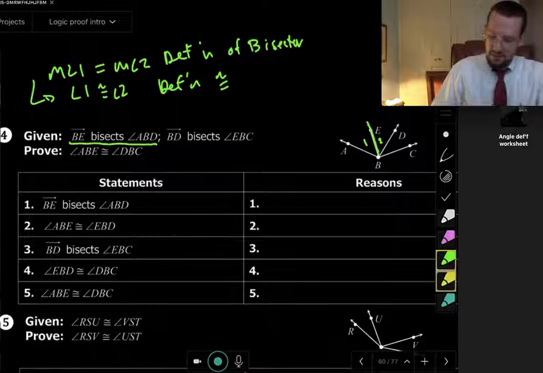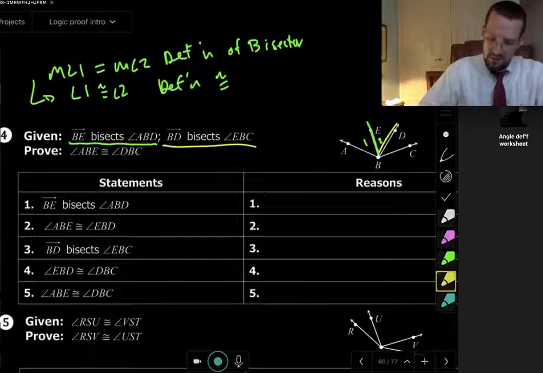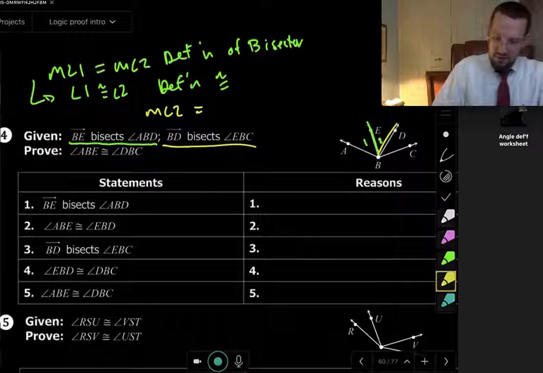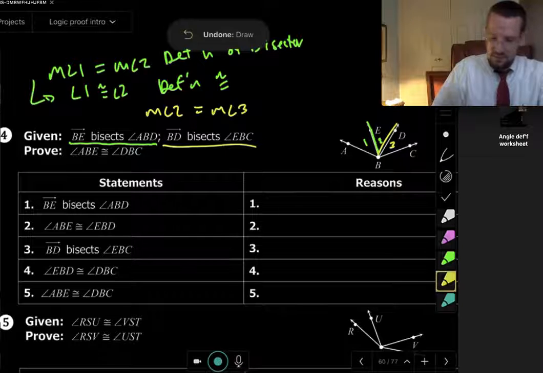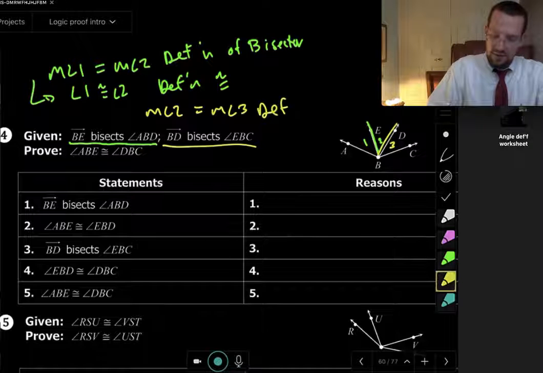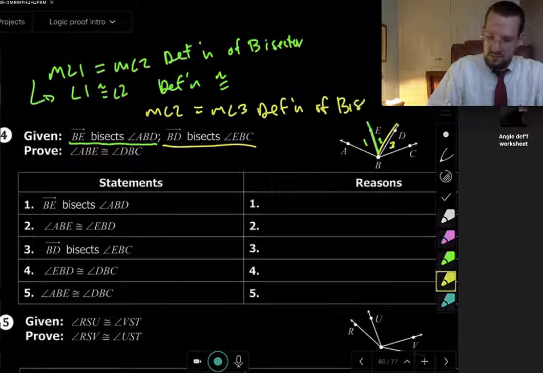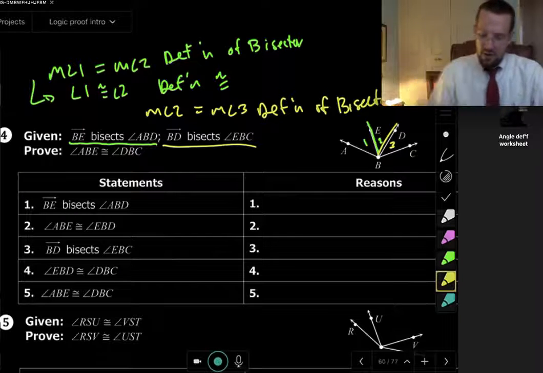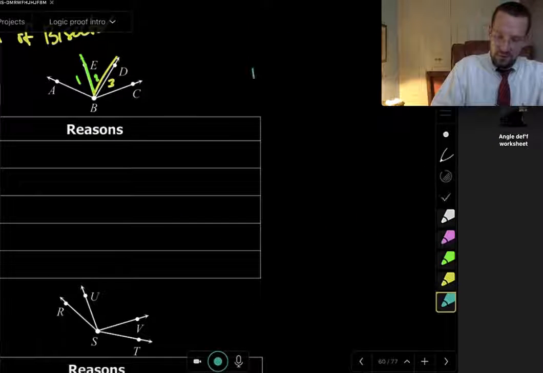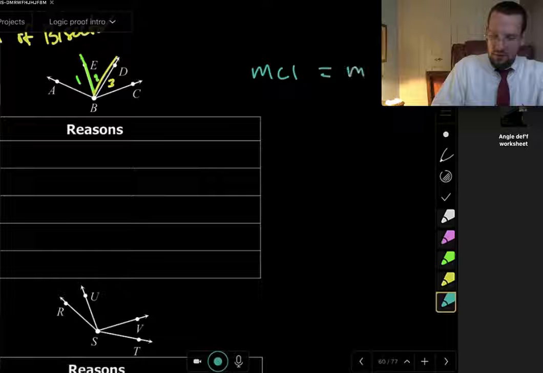Oh, we have another one here. We have BD bisects. So we're going to have the measure of angle 2 is going to be equal to the measure of angle, let's just call this one over here 3. Okay, so this is again definition of bisector. Oh, I see it already. So we have two bisectors, right? We know the measure of angle 1 is equal to the measure of angle 2. We know that the measure of angle 2 is equal to the measure of angle 3.